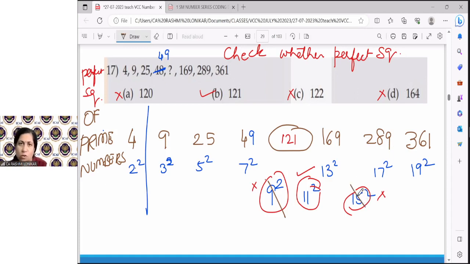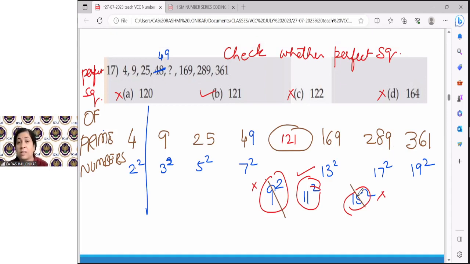So there also, like here, the answer is in layers. Okay. First layer is what? The numbers are perfect squares. Second layer is what? All of these numbers are prime numbers. Okay. And so you get this answer.